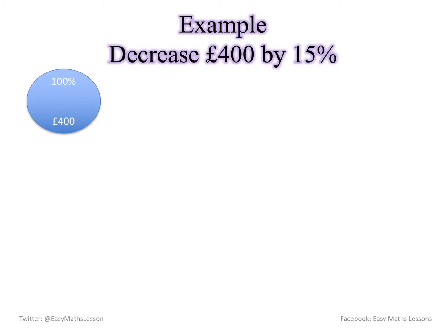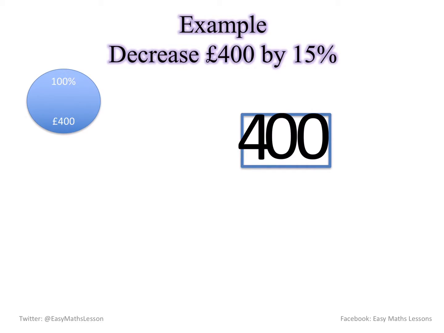So this time I'm going to decrease £400 by 15%. Now, again, I've got this little bucket and I've put my £400 inside the bucket, which will give me 100% of my amount. So let's imagine you are in a shop and you want to buy a big TV. This TV costs £400 normally, so that's 100% of my amount. But on Boxing Day, we've got a big sale, 15% off. So I'm going to take off the 15% and I've only got 85% left to pay. So all I want to work out now is this 85%.